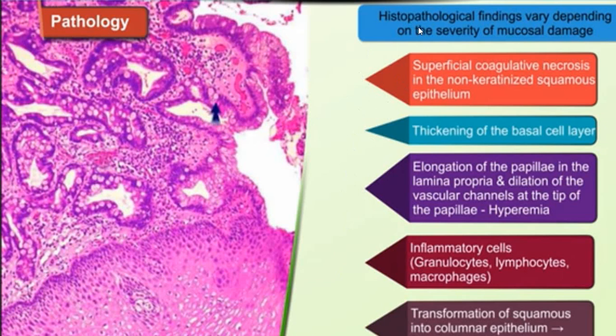Initially, you start getting damage, superficial coagulative necrosis in a non-keratinized squamous epithelium. Then there is a thickening of the basal cell layer, elongation of the papillae, inflammatory cells, and transformation of the squamous cells, which we call Barrett metaplasia.